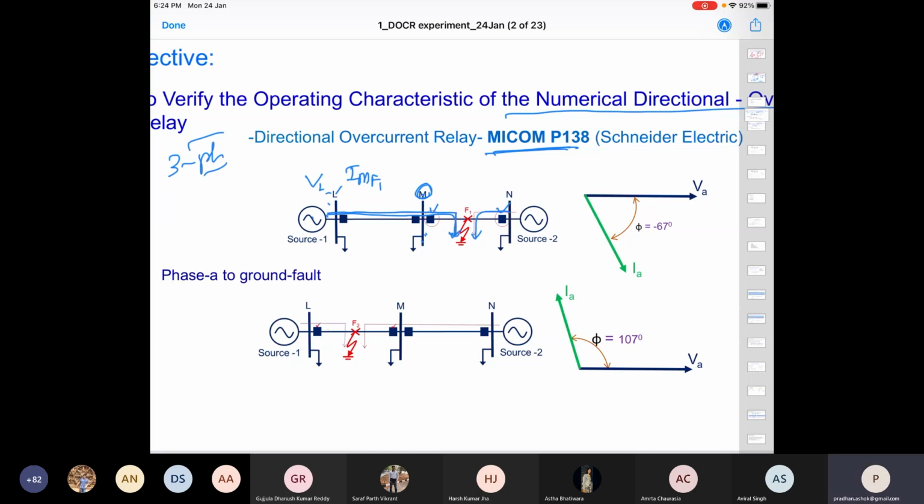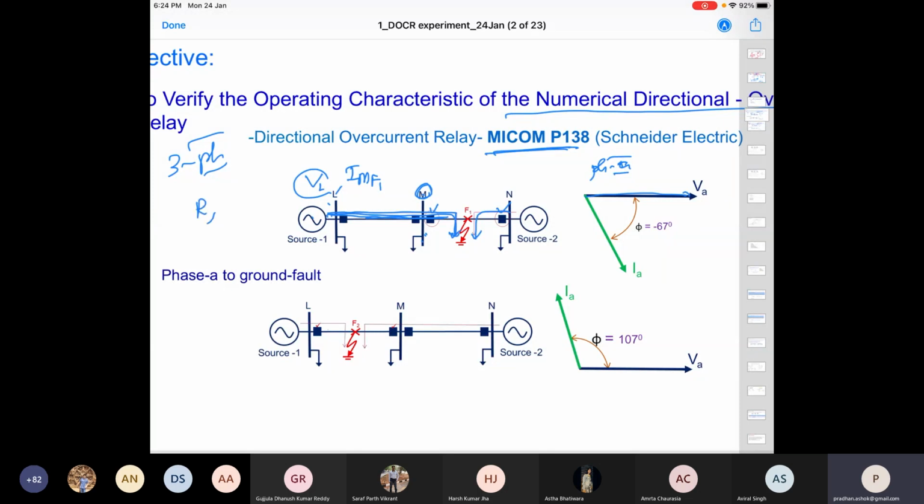So if this VL is nothing but VA, let us say I'm talking about phase A, this is phase A only. If this is the reference voltage, for this case, single phase or even a 3-phase fault, what will happen to this current? Because this part is nothing but an impedance, offered by the line, the transmission line.